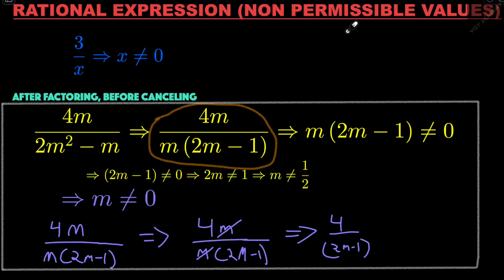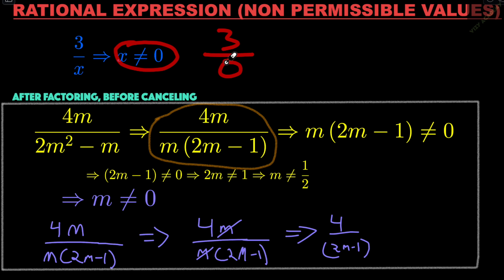Welcome to a new lecture, and today we are going over non-permissible values in rational expressions. A non-permissible value, or NPV, is that value which leaves the denominator equal to 0. So we can't have 0 in the denominator. Like in this question here, 3 over x, x cannot be equal to 0, because if we get a 0 in the denominator, it becomes an undefined term.